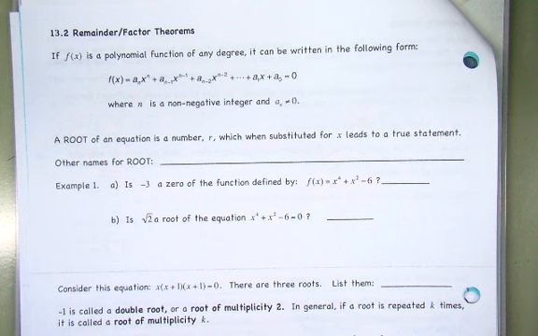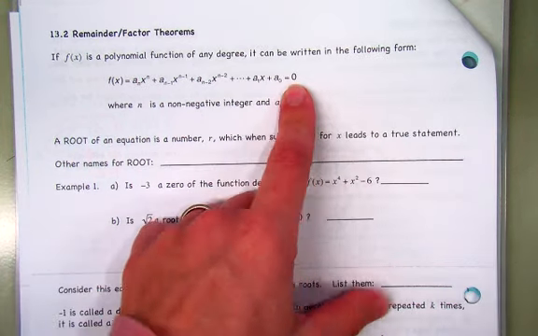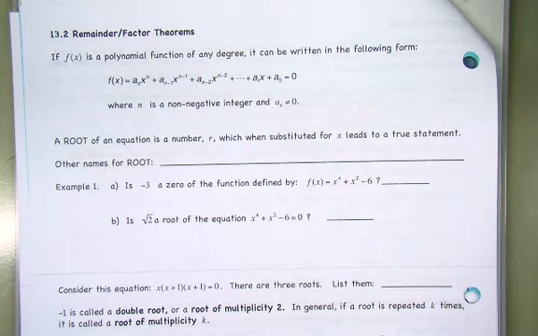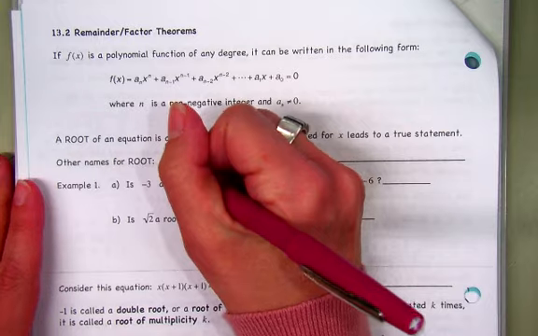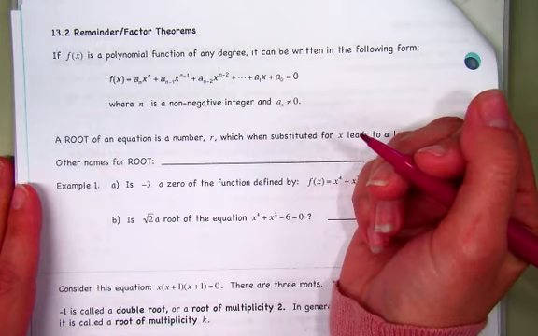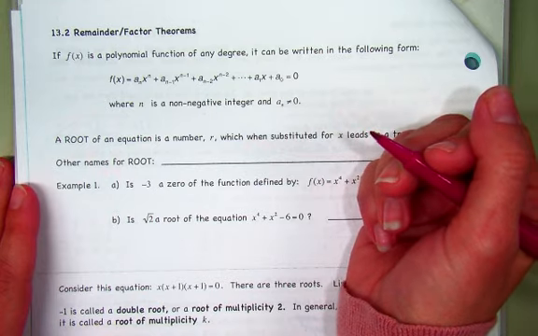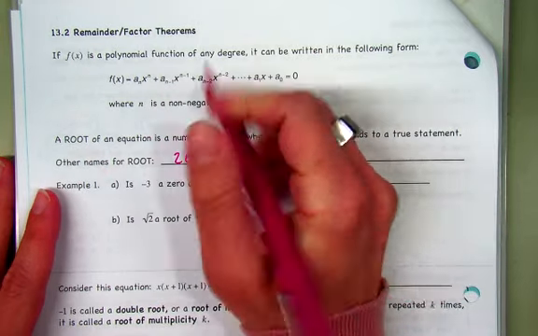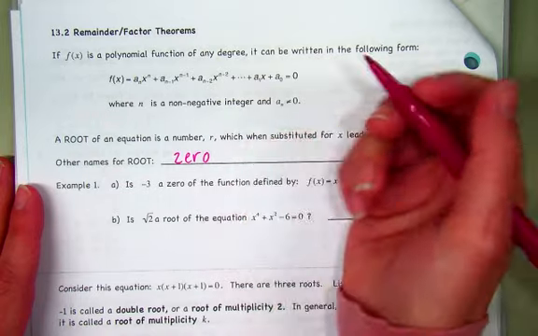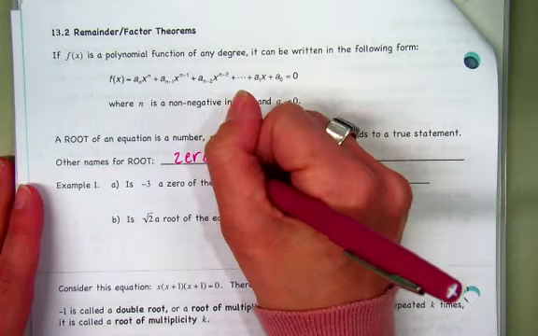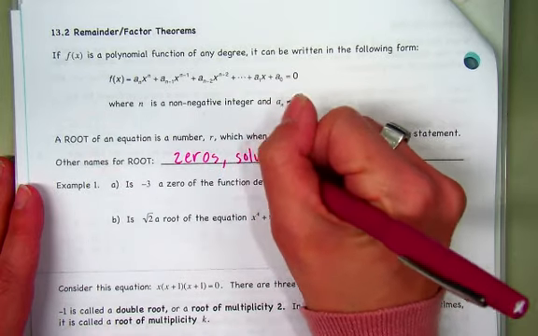All right, so let's talk about roots of equations. A root of an equation is a number r, which when substituted for x leads to a true statement. So basically, it is something that makes it equal to 0, right? What are other things that we call a root? What's another word I could use for root? You guys know this. A zero, yeah, we call them the zeros of the equation. The zeros, the roots, the solutions. I like that word.